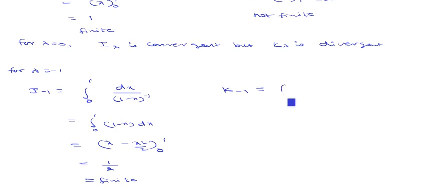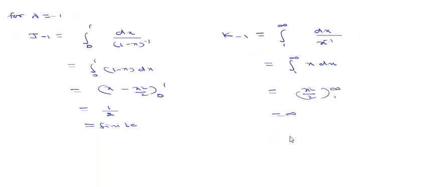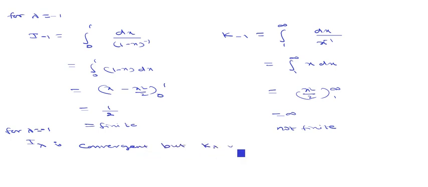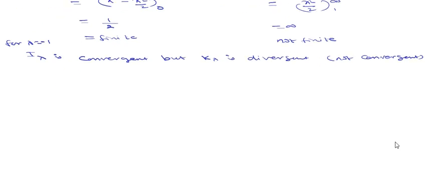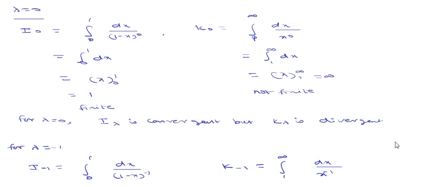So similarly we will find K minus 1 is equal to integral 1 to infinity dx by x power minus 1. So this is equal to integral 1 to infinity x dx. So this is equal to x square by 2 from 1 to infinity. So this is equal to infinity. This is not finite. So the conclusion is, for lambda equal to minus 1, I lambda is convergent but K lambda is divergent, or we can say not convergent. The same result holds. So for lambda equal to 0, minus 1, the same thing.